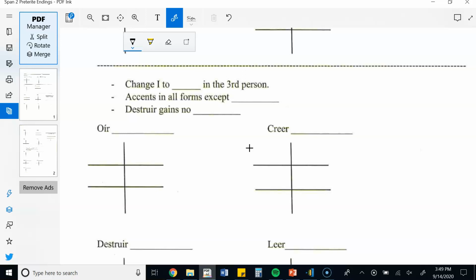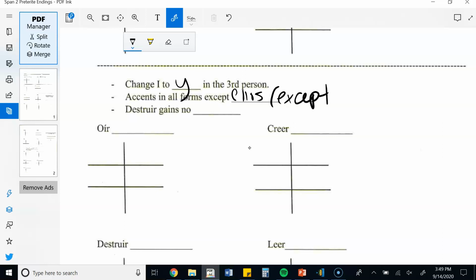So we have to do this because we don't like three vowels in a row. So we're going to change I to Y in the third person. All of them need accents except for the ellos. And that's for all the verbs except for destruir. So I'm just going to write a note to myself, not destruir. That uses its own rules for accents.